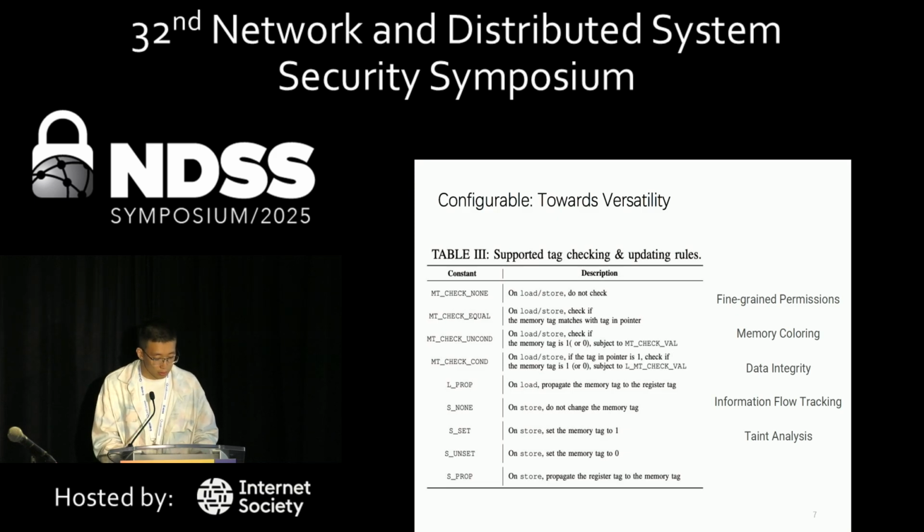Let's first talk about how it is configurable. Table 3 lists the supported tag checking and updating rules. In brief, it can verify whether the tag matches a specific value during memory access, set or clear tags upon memory writes, and propagate tags between registers and memories. These seemingly simple rules can support a variety of defense mechanisms, such as fine-grained permissions, memory coloring, data integrity, information flow tracking, and intent analysis.